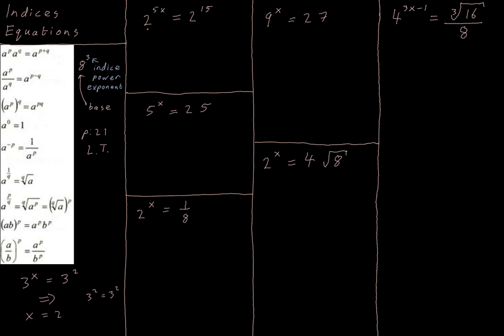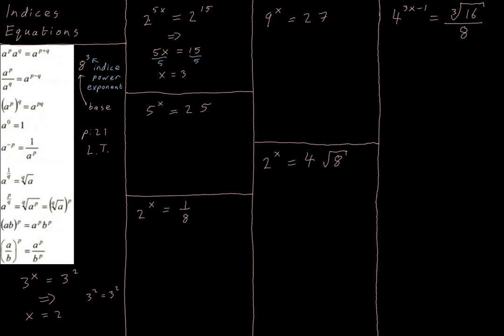Here we have 2 to the power of, to the indice of, 5x is equal to 2 to the power of 15. Well, there's only one power of 2 that must be the same as 2 to the 15. That's going to be 15. So 5x must be 15. And now we have an equation that we know how to solve in order to get x. We divide both sides by 5 in order to end up with x must be equal to 3.